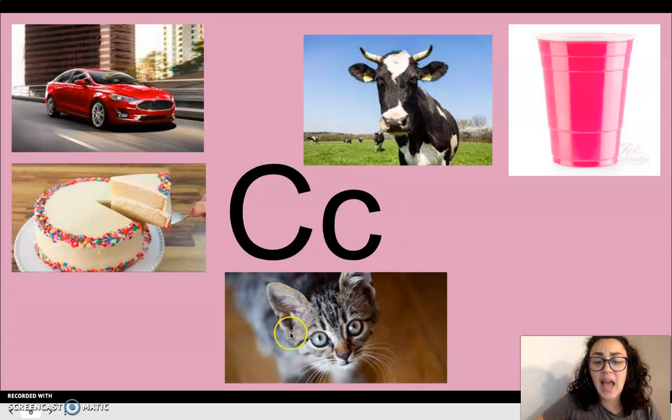Oh, this cute animal. This is a cat. Or we could even say the same sound, not the same letter, but we could also say the K sound for kitten. These all say K at the beginning. That's the sound that we say, that we hear, and when we write it with the letter C.